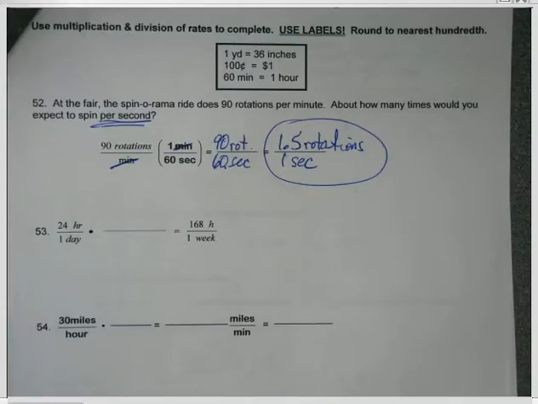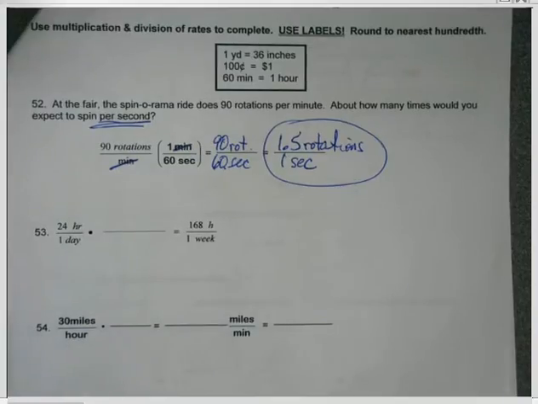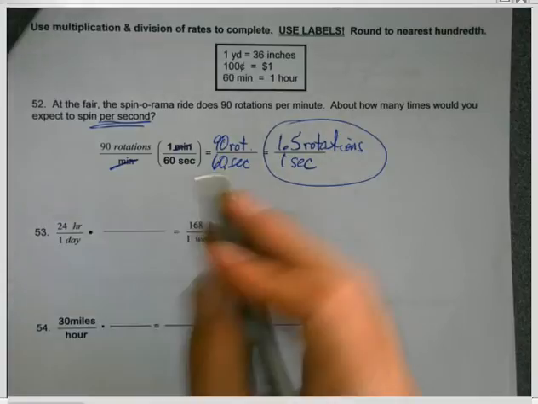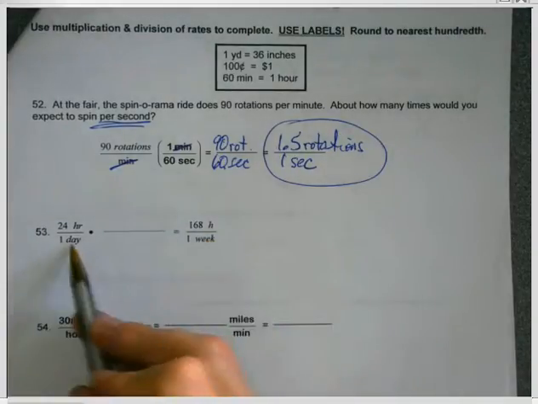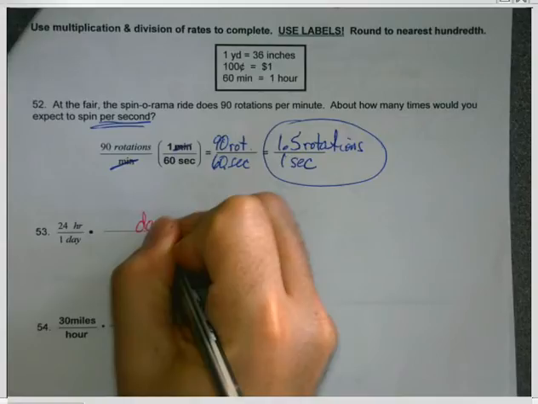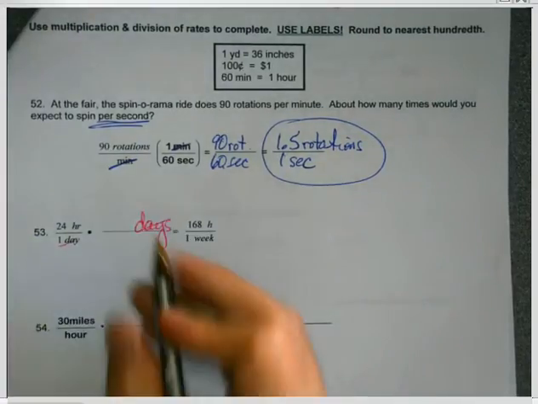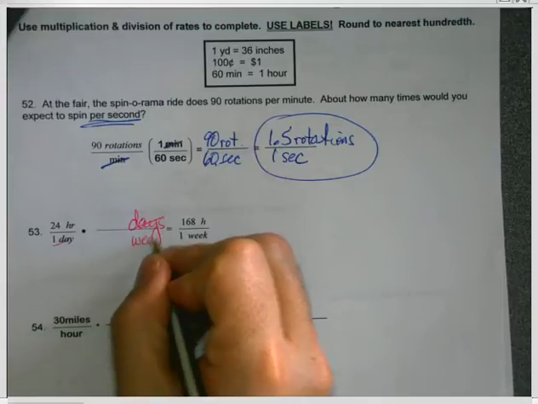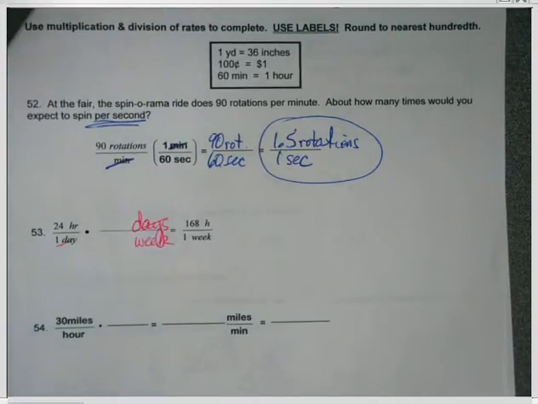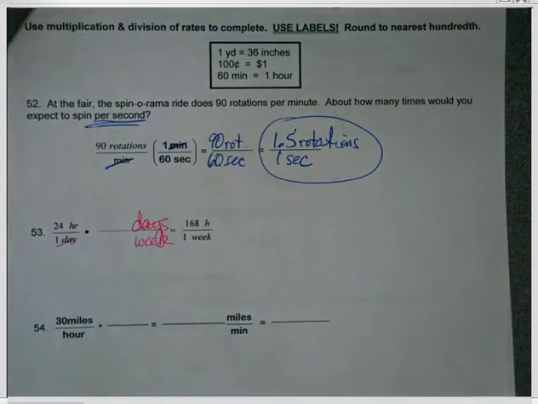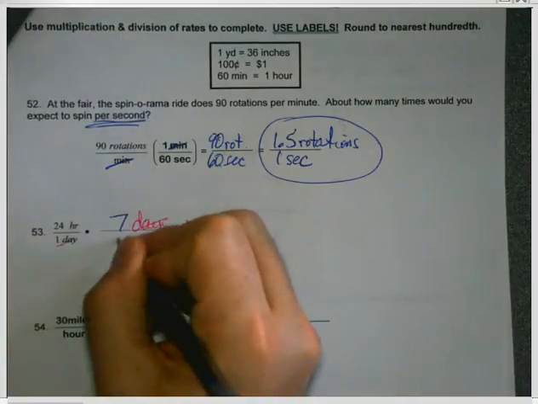Now, some of you that were here when we did a couple of these, this will be a little bit easier. If not, let's see what we can do. You notice we start with hours and days. Then we end up with hours and weeks. So I want my hours to stay. That's good. I want days to go away. So if I put days up here, I'll be able to cancel those. And we put a week underneath it because I want that label to be there at the end. Because how many days are there in a week? 7 days in 1 week.